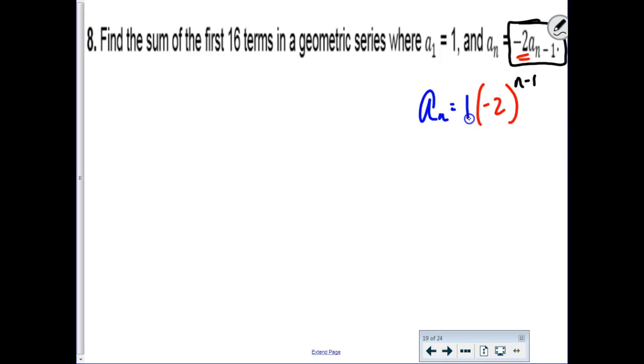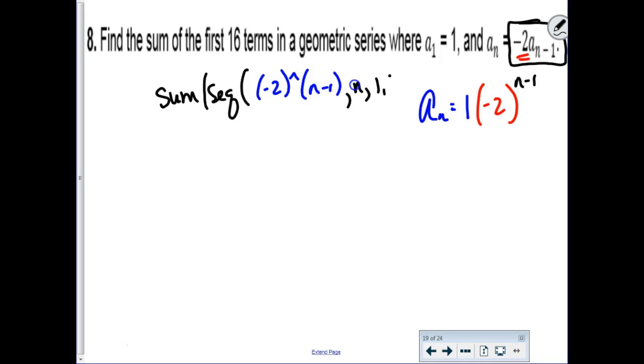The 1 doesn't really do anything, so if you want to drop it from the formula, you sure can. So now, because we have an explicit formula, you're welcome to use sum of the sequence. You can do sum of the sequence because you now have an explicit formula of, watch the parentheses usage here, guys, -2 has to be in parentheses, as does the n-1 power. Notice I didn't put the 1 in front because it doesn't matter. And then comma n, comma 1, comma 16.